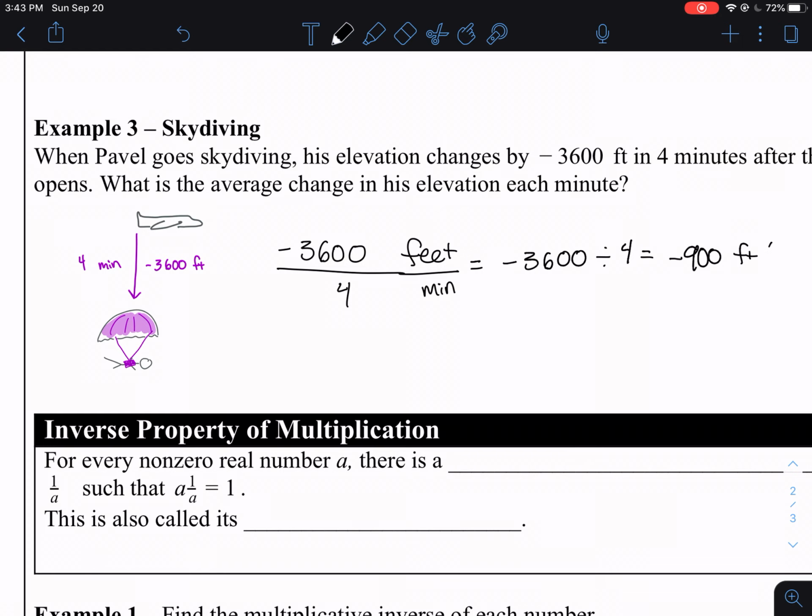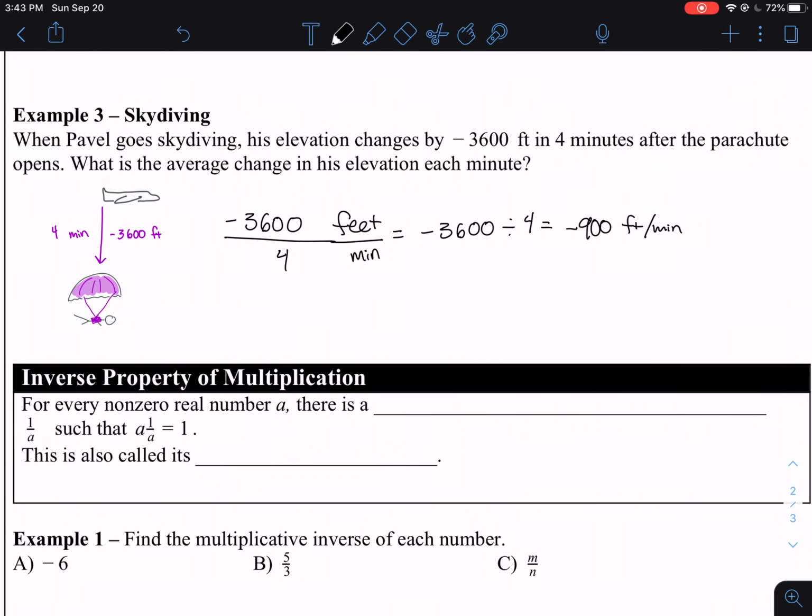feet per minute. So in a complete sentence, which I'm not going to take the time to write out, we would say, Pavel averages a fall of 900 feet every minute. There you go. Don't hit the ground too hard.